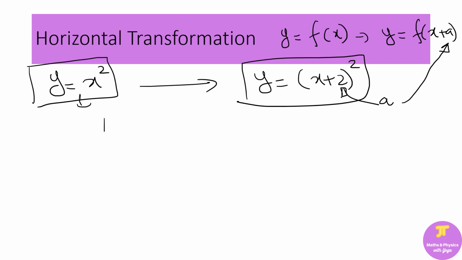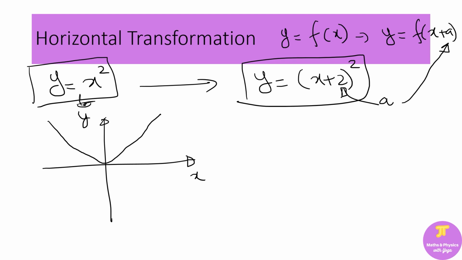Plotting this one is pretty easy. We have seen this several times. This is going to be a convex function that goes through the origin. So what about this one then? This is x + 2. Let me use a different color. You're adding plus 2, which means this curve is going to shift to the left by 2 units. So this is y = (x + 2) squared.